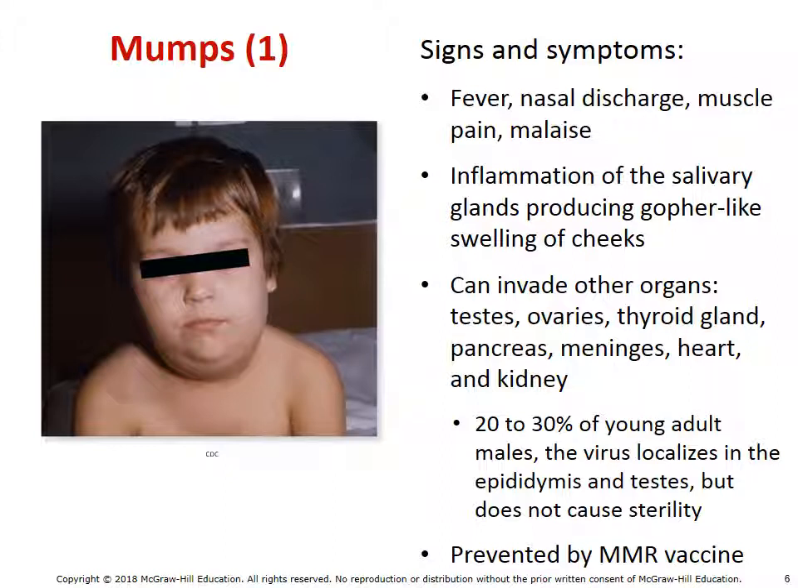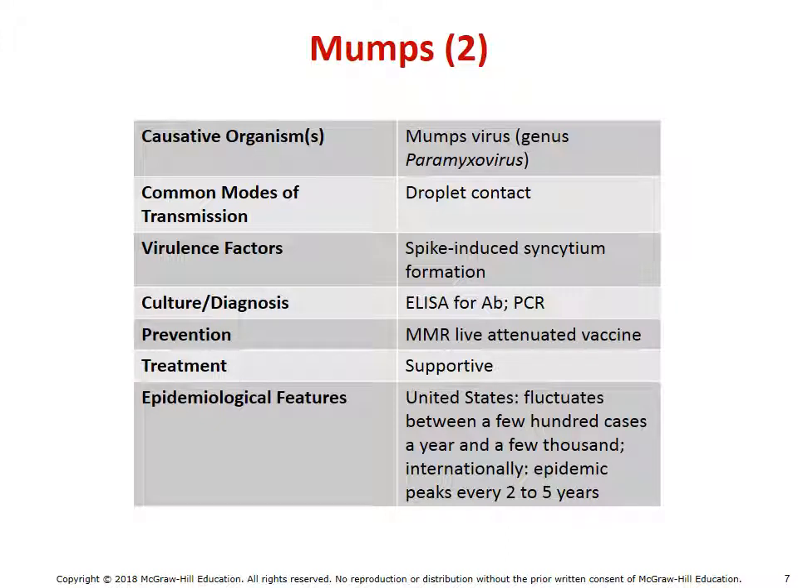I want to point out that this can move around though and affect things like testes, ovaries, thyroid, pancreas, meninges, heart and kidney, and really can have some issues with causing sterility if it makes it to the testes. So mumps, very important to avoid, and as a result, the MMR vaccine was produced to do exactly that. And here's that summary sheet again for mumps, which was a paramyxovirus.